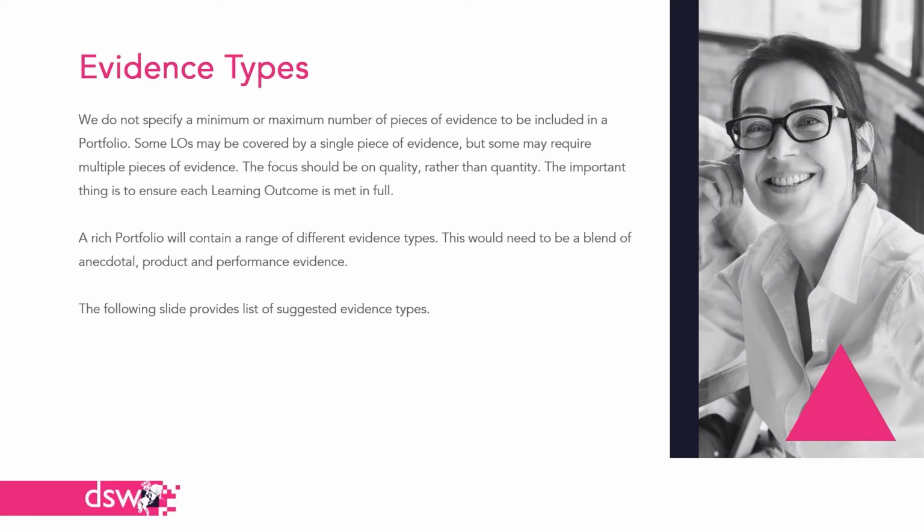Evidence types. There's no minimum or maximum in terms of pieces of evidence that the apprentice can include in their portfolio. One piece of evidence could span several learning outcomes. You may also find that some learning outcomes require more than one piece of evidence to be mapped to them in order to evidence them in full. A piece of evidence might be a single document, or it may be a folder containing a number of documents which link together. The most important thing is that the entire learning outcome is covered in full, using a blend of evidence which is sufficient, authentic, relevant, and current. More information and guidance on providing evidence can be found in the toolkit. We'll go now on to different types of evidence.